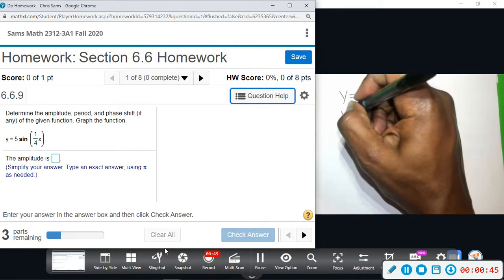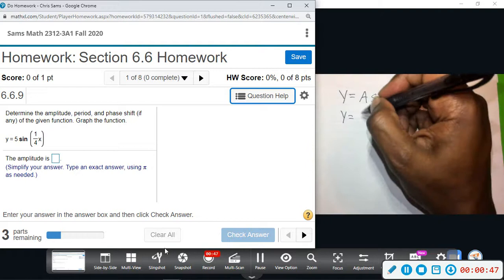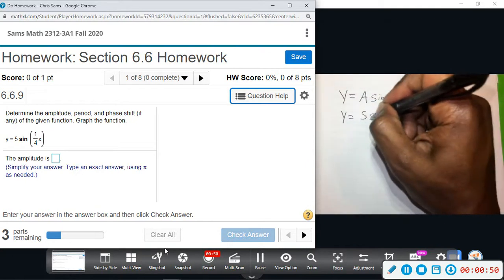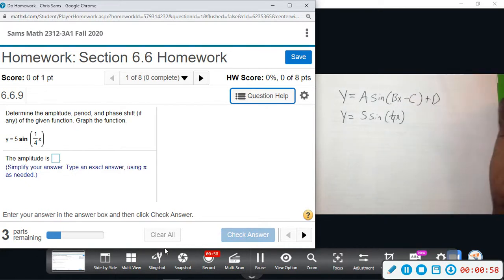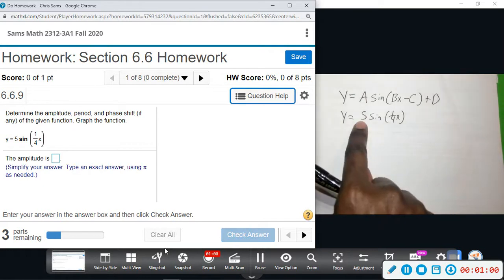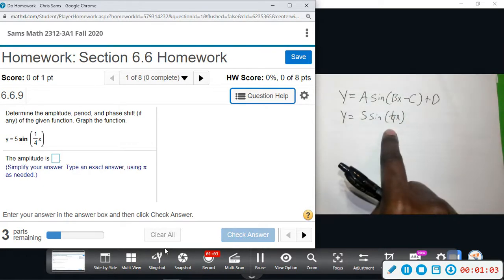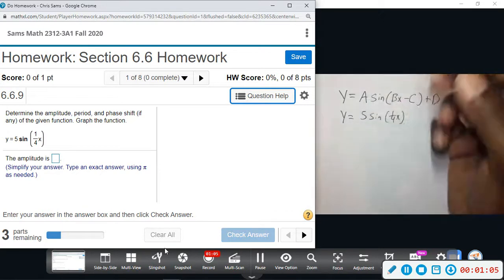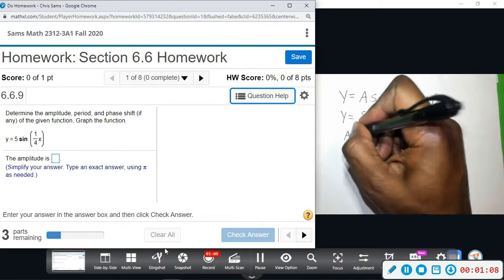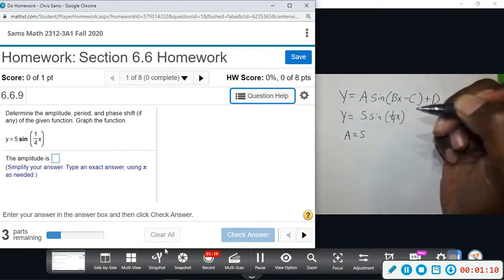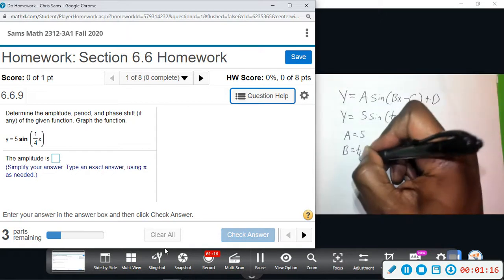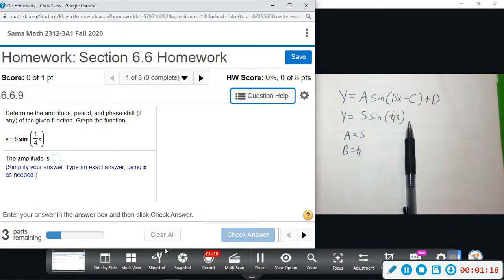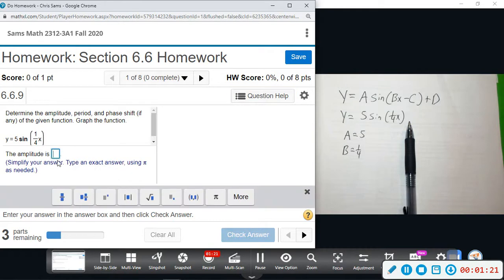Alright, so for our function, I'm going to match this up. We have 5 sine of 1 over 4x. That's it. So the 5 matches with the letter A, and B matches with the 1/4. A is the amplitude, so amplitude is A, and B is equal to 1/4, which we'll use later. Right now, the first problem wants to know the amplitude, so it's just 5.